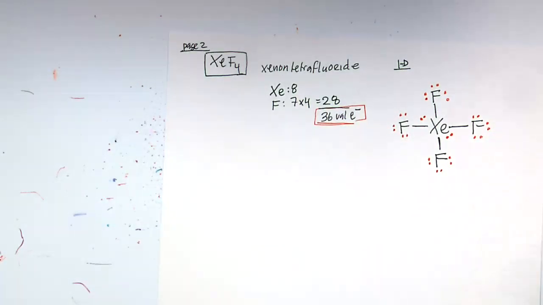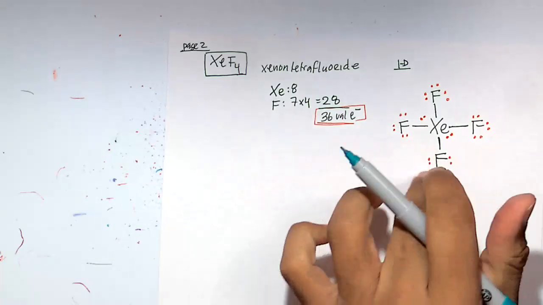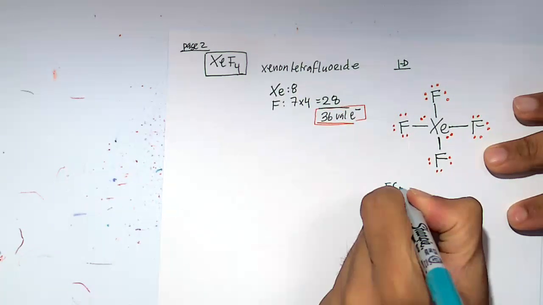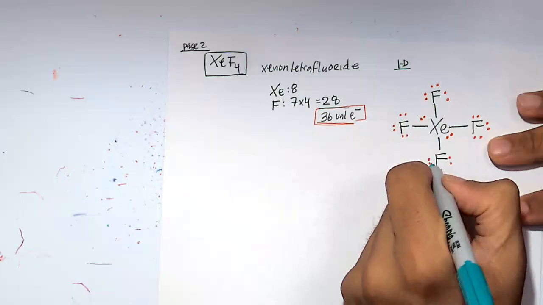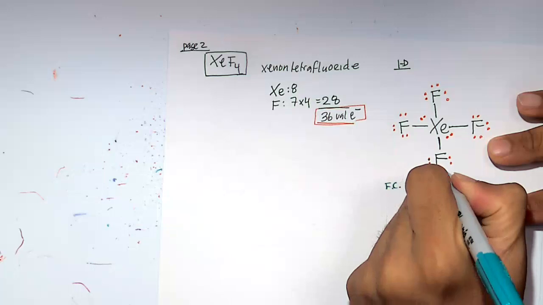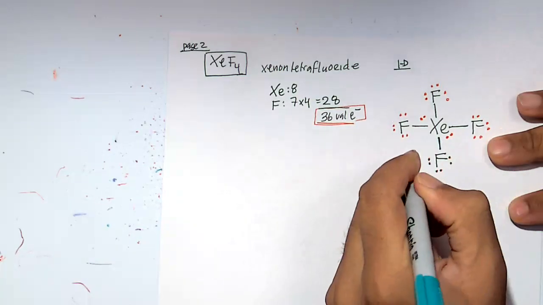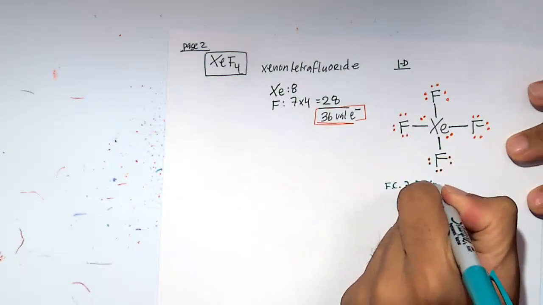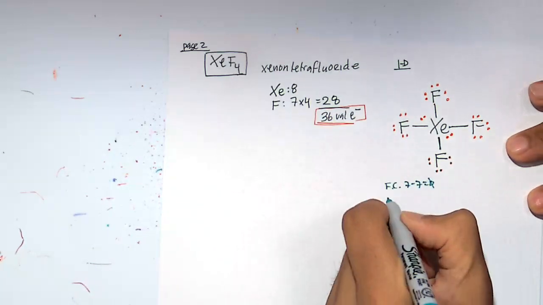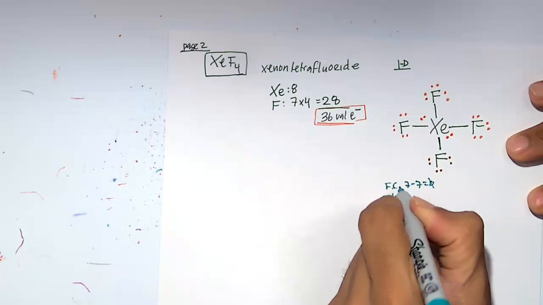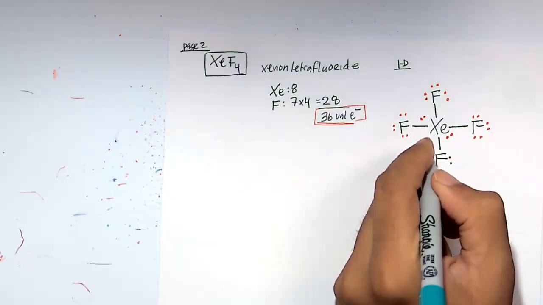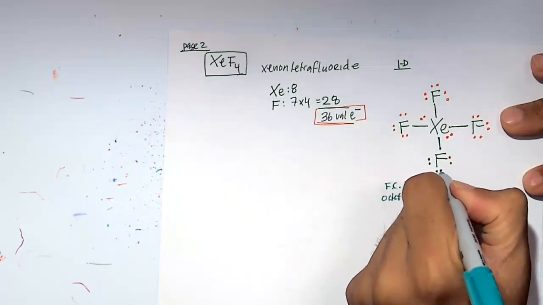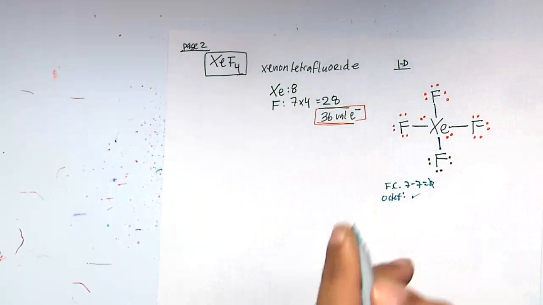Let's look at the formal charge and octet rule of fluorine here. Count with me. 1, 2, 3, 4, 5, 6, 7. What is fluorine happy at? 7. 7 minus 7 is 0. Very good. Octet rule for this fluorine: you count everything individually. So count with me, 1, 2, 3, 4, 5, 6, 7, 8. Very good.